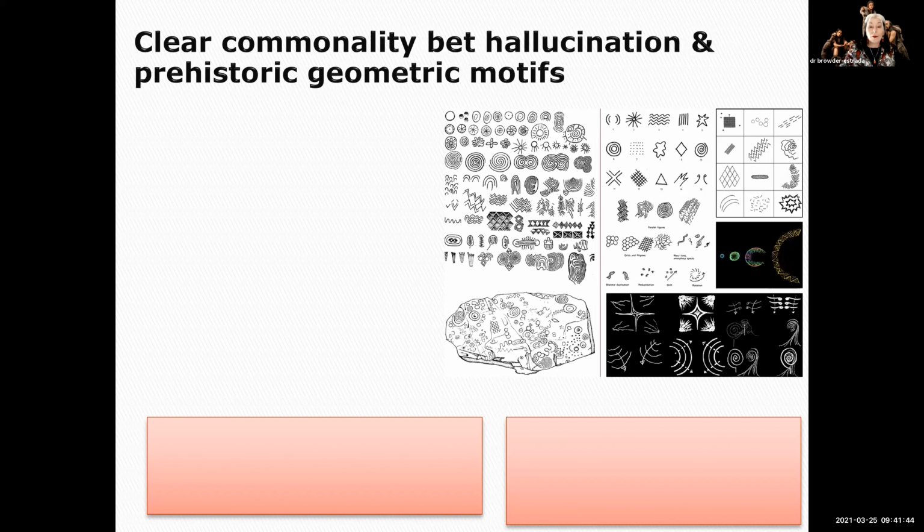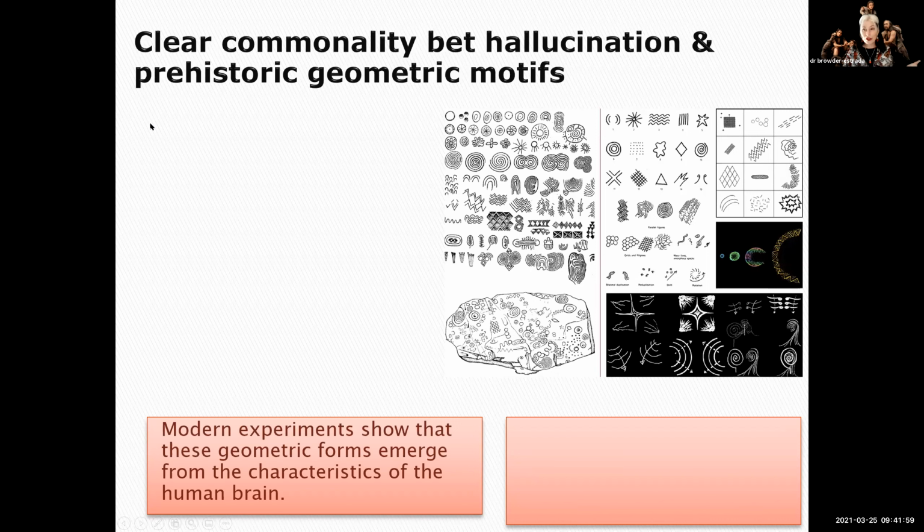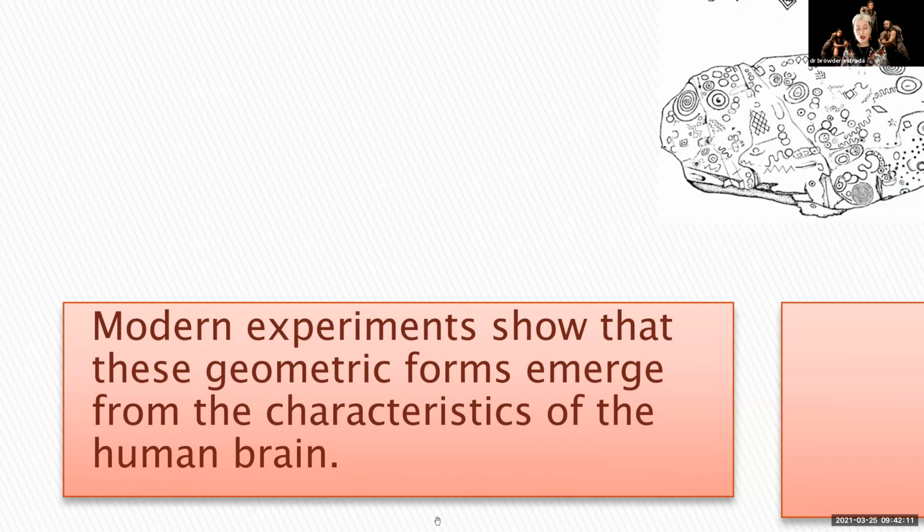Okay. So what we can say empirically, scientifically, with great support, is that there's a clear commonality between the action of what generically in English we'll call hallucination, or the achievement of an altered state of consciousness, with prehistoric geometric motifs. Modern experiments show that these geometric forms emerge from certain biochemical characteristics in the brain, right? Everything that you know and feel is a chemical, but that's being interpreted or stimulated from electrical impulses coming from other places in your system.